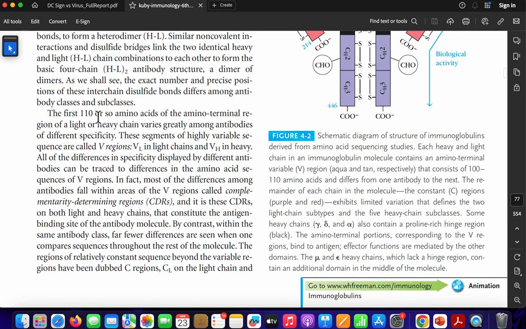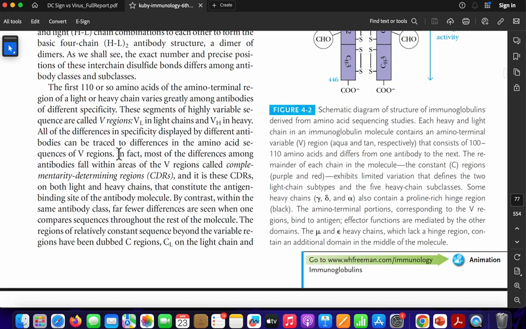The first 110 or so amino acids of the amino terminal region of a light or heavy chain vary greatly among antibodies of different specificity. These segments of highly variable sequences are called V regions, VL in light chains and VH in heavy chains. All of the differences in specificity displayed by different antibodies can be traced to differences in the amino acid sequences of the V region. In fact, most of the differences among antibodies fall within areas of the V region called complementarity determining regions, or CDRs, and it is the CDRs on both light and heavy chains that constitute the antigen binding site of the antibody molecule.